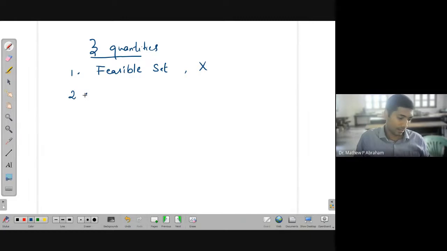The second thing we need to define is an objective function for each element in the feasible set. This objective function is defined for each element in the set. It is a function which is a mapping from capital X, the feasible set, to R.